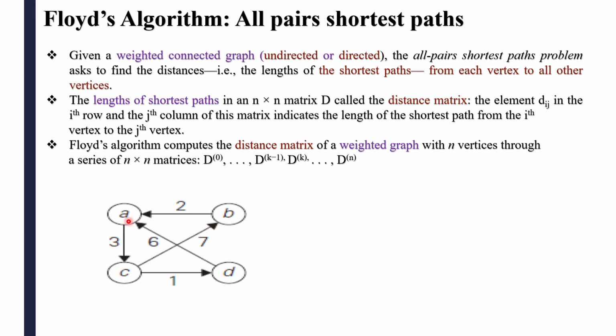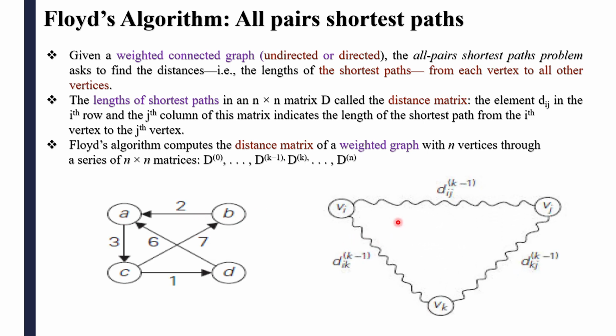I have to find the path from source A to destination B here, and whatever path I get, that path must be the shortest. So from A to B, is there any direct path here? No. So to find that, I can take the help of an intermediate vertex here. So Vi is A, and it is your source, and Vj is B, and it is your destination.